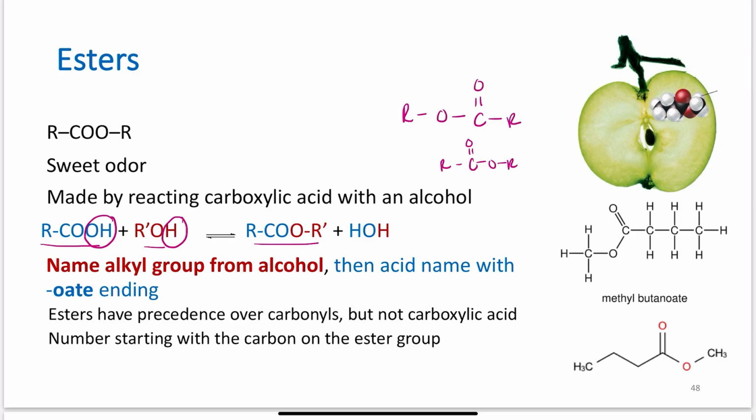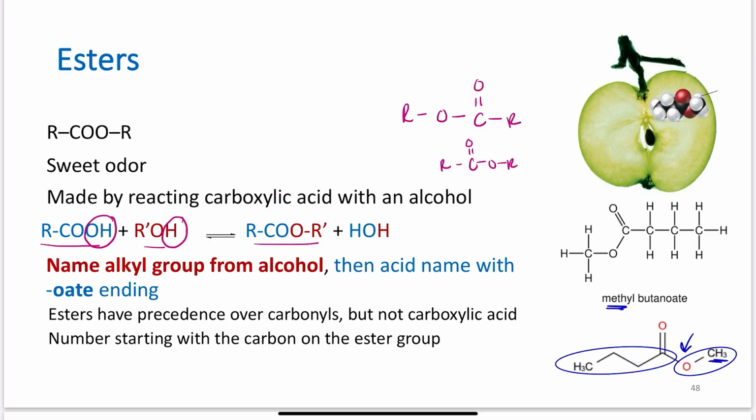But if I look here, this is from the carboxylic acid, this is from the alcohol, okay? So you're going to name the oxygen that is singly bonded first, because that comes from the alcohol. You don't name the oxygen, though. We know the oxygen is there because it's an ester. We're going to see that in the -oate names. We're going to name this first.